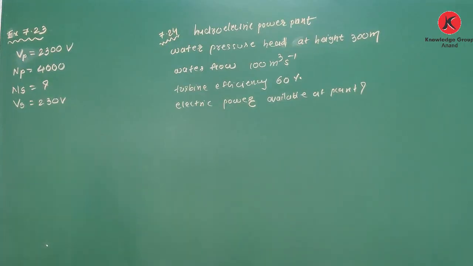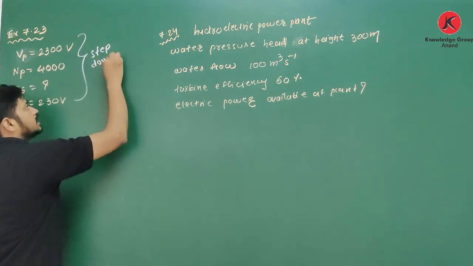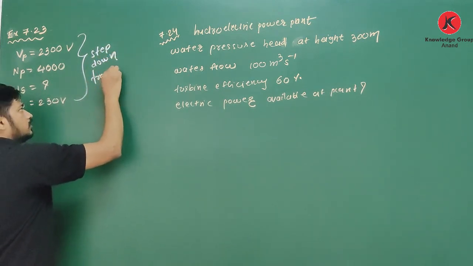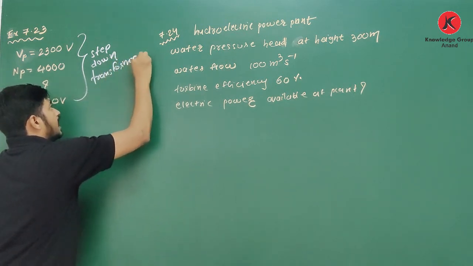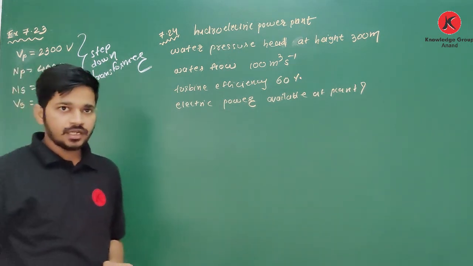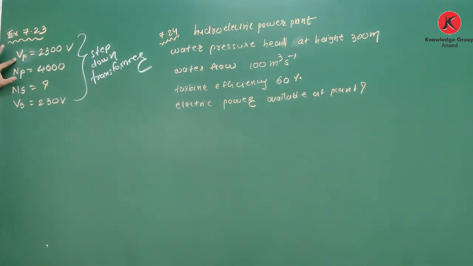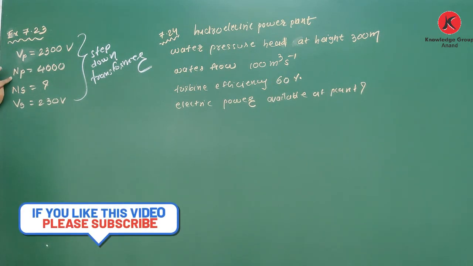Next question, exercise 7.23. You are given one step down transformer having input voltage. Input voltage means voltage connected to primary and output means secondary. So input voltage is 2300 volt. Number of turns in primary coil Np is 4000. You have to find number of turns in secondary coil if output is 230 volts.